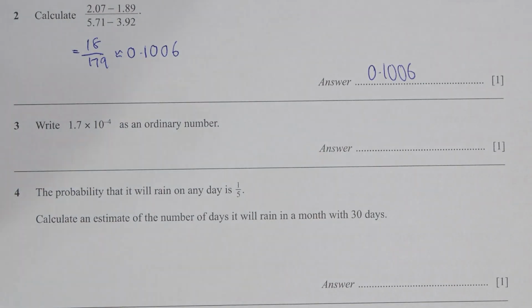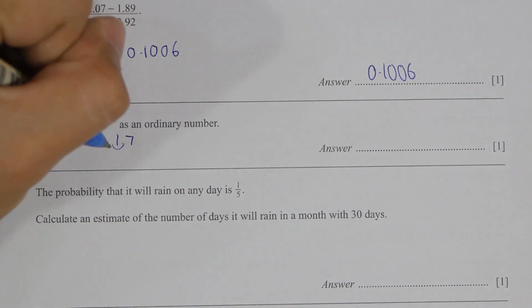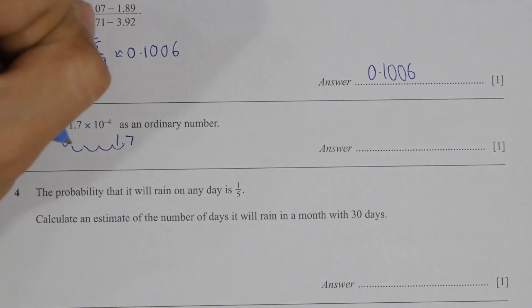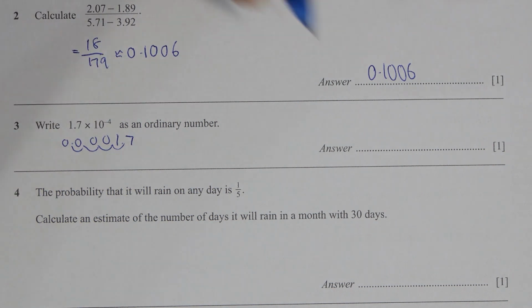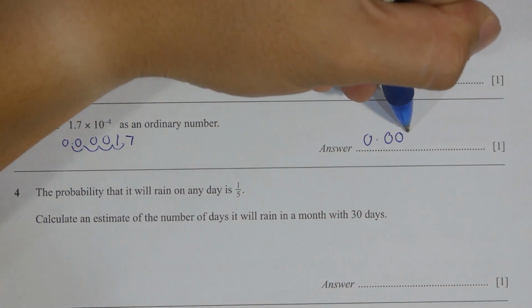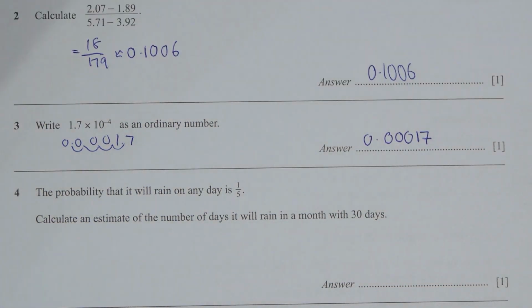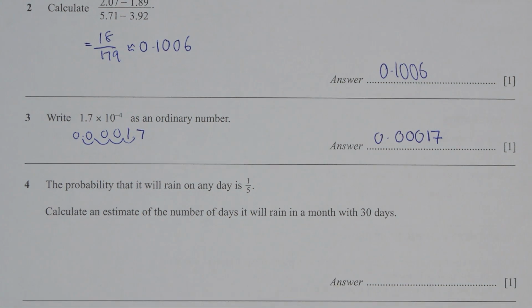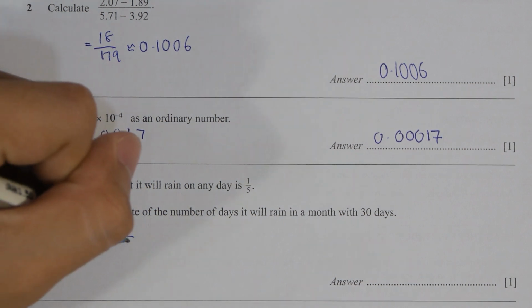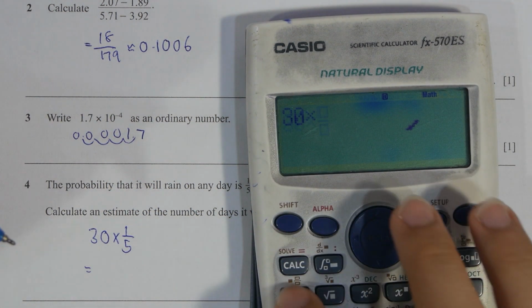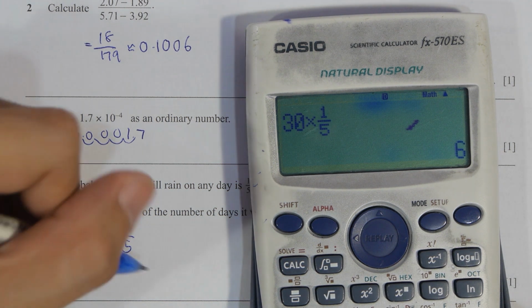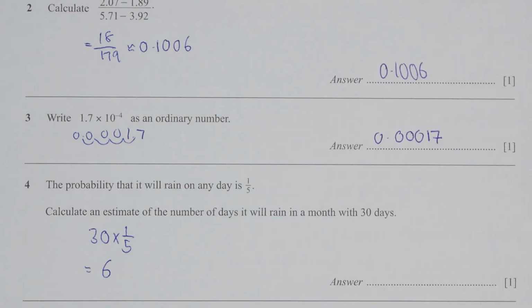Question 3, write it as ordinary numbers. So from 1.7, you shift the place 4 times to the left hand side, then you will get 0.00017. Question 4 simply takes 30 times 1 over 5, then you get the final results as 6.